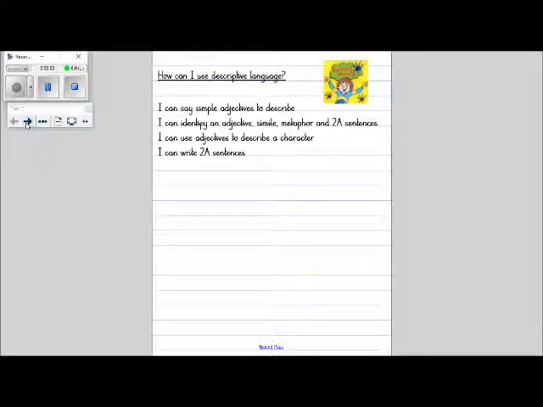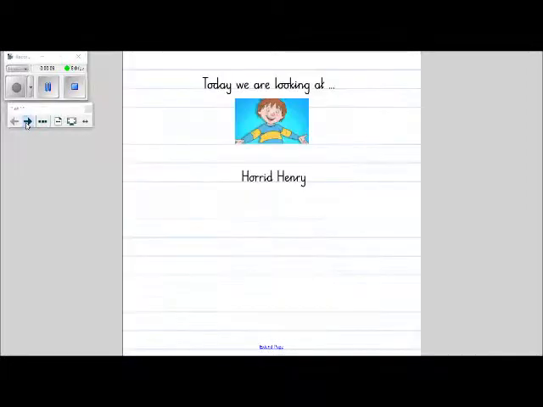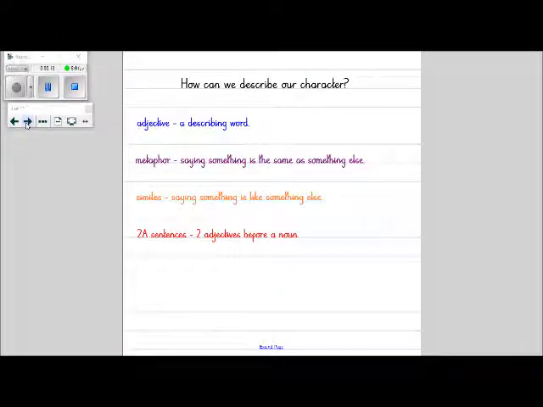Your learning question for today is how can I use descriptive language? We are going to work together to describe a character. Our character today will be Horrid Henry. So what can we use to describe our character?